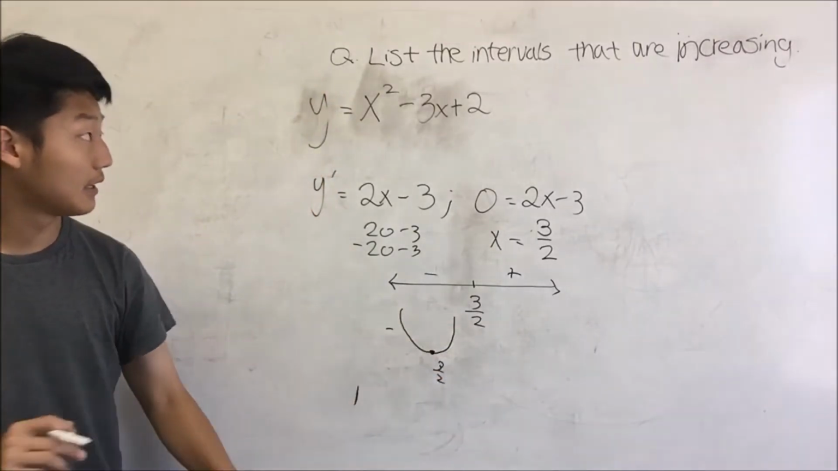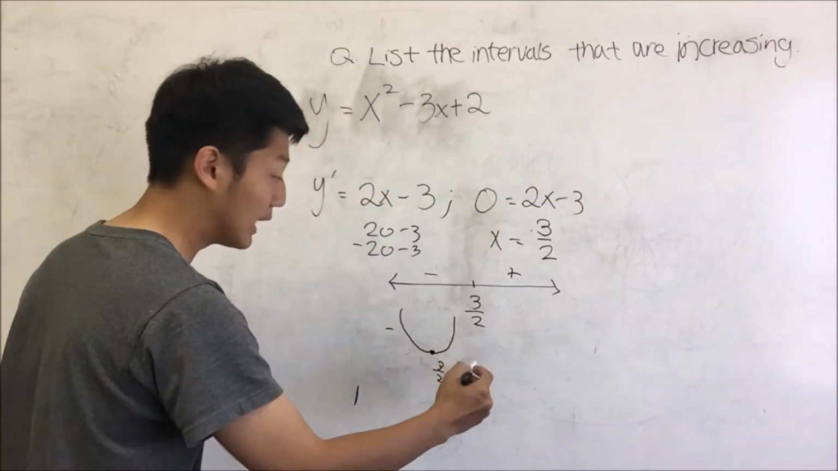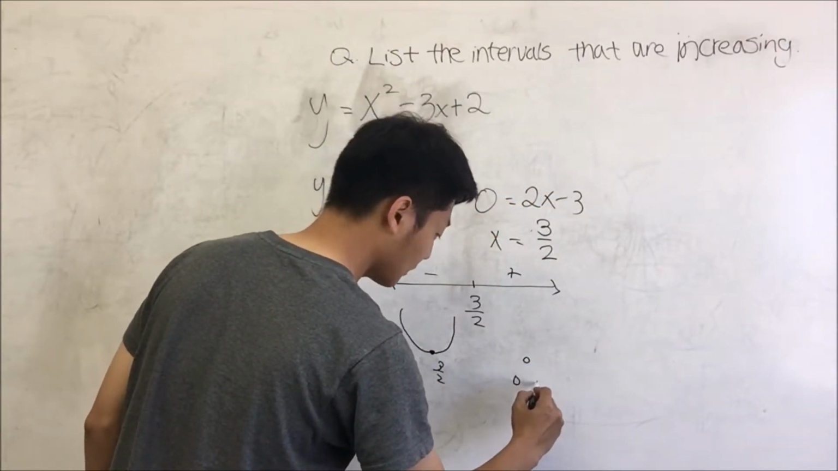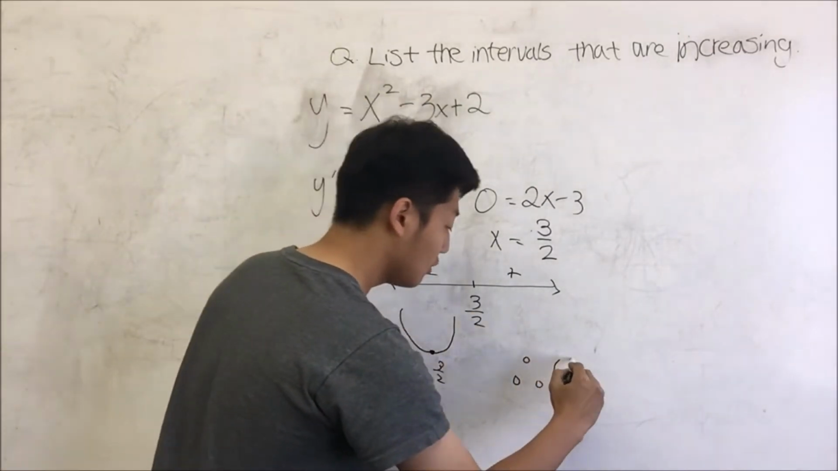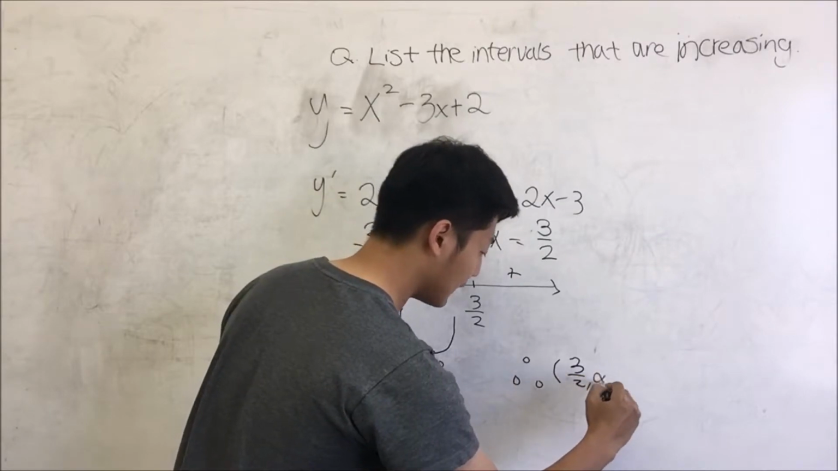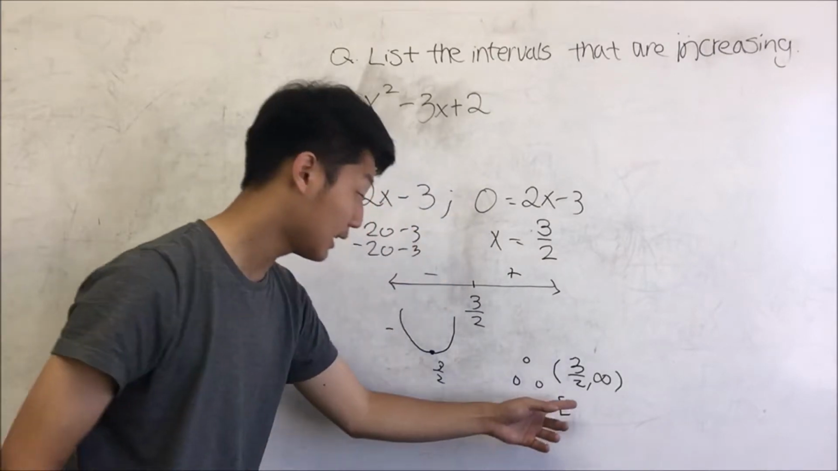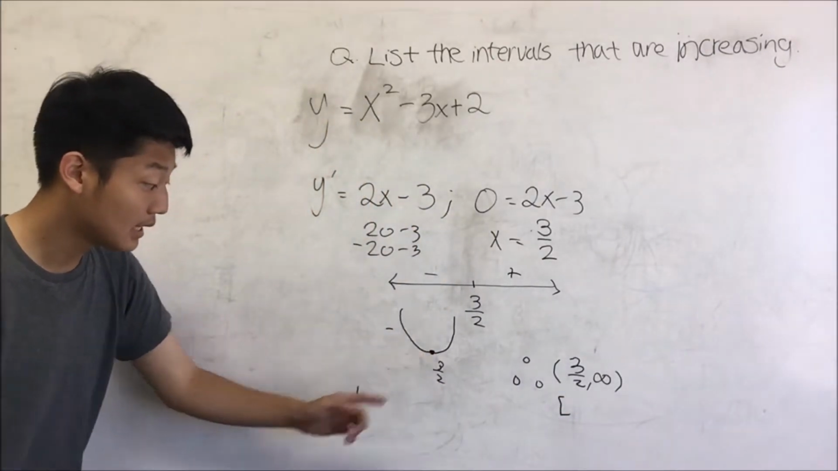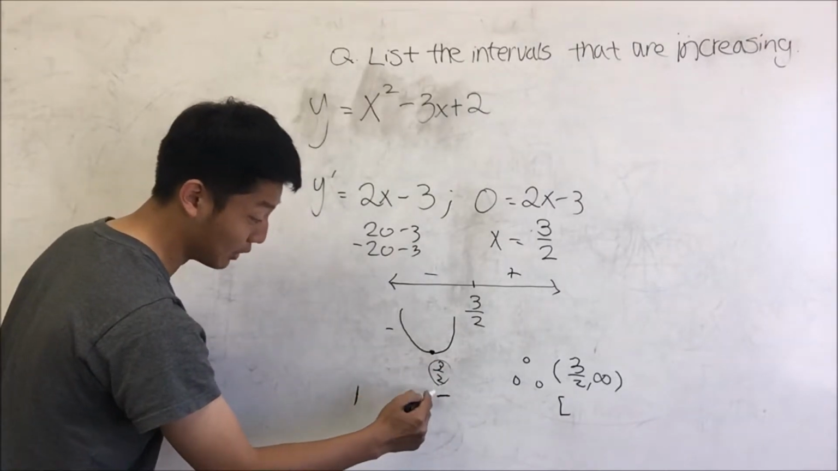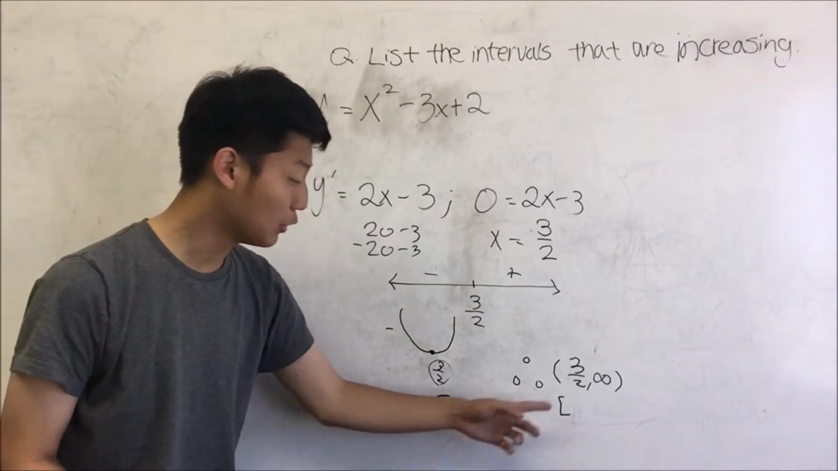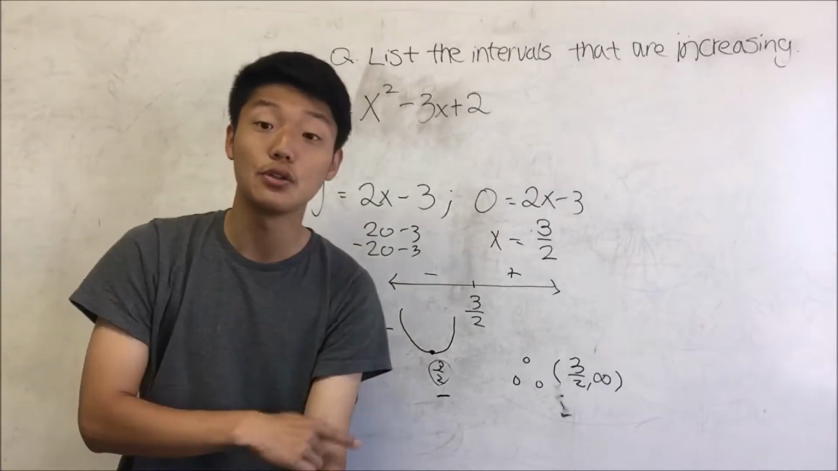Because the question says to list the intervals that are increasing, the final answer will be 3 over 2 to infinity. And be careful: you should not include 3 over 2, because at this point the slope is 0. By the definition of a critical point, the slope is 0. So because its slope is 0, you should not include it. Thus, the final answer is the interval from 3 over 2 to infinity.